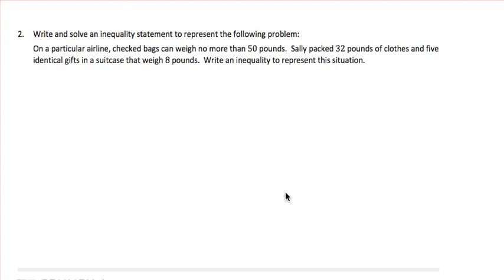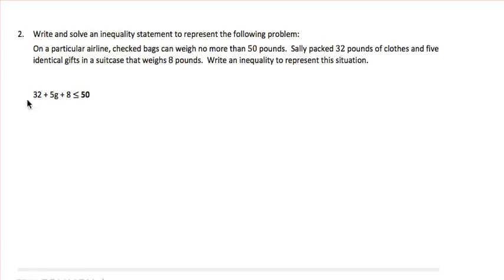and our final problem deals with checked bags. Checked bags can weigh no more than 50 pounds. So if Sally packed 32 pounds of clothes and 5 identical gifts in a suitcase that weigh 8 pounds, we'll need to write an inequality to make sure that she does not go over the 50-pound limit.